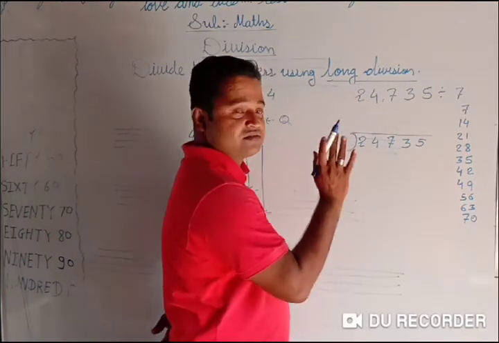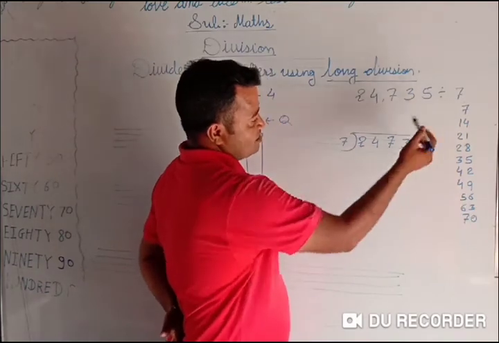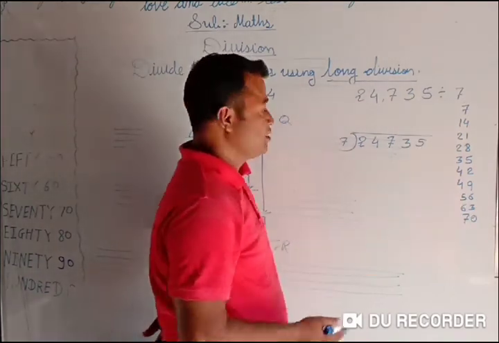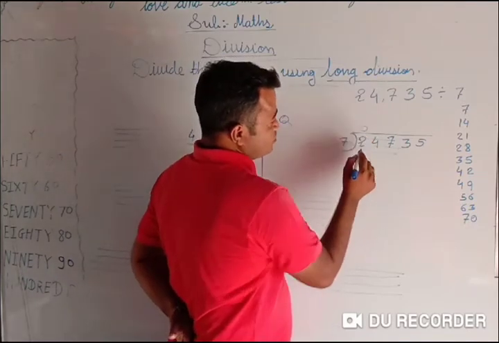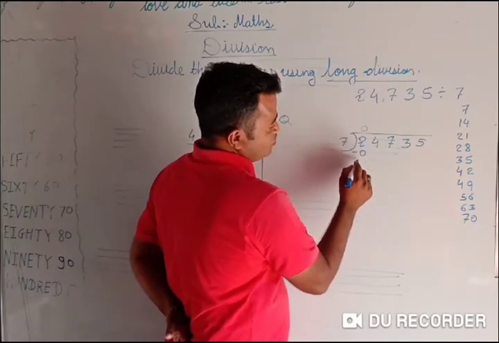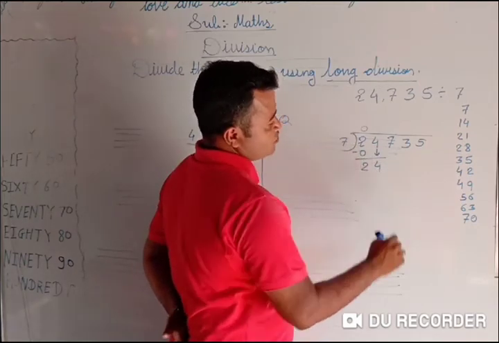Let us start with the simple method. Let us take 2 only. So 2 does not come in the 7 times table. So by which will we multiply 7? 2 divided by 7 gives 0. So 7 zeros are 0. 2 minus 0, 2. Bring down 4, it becomes 24.